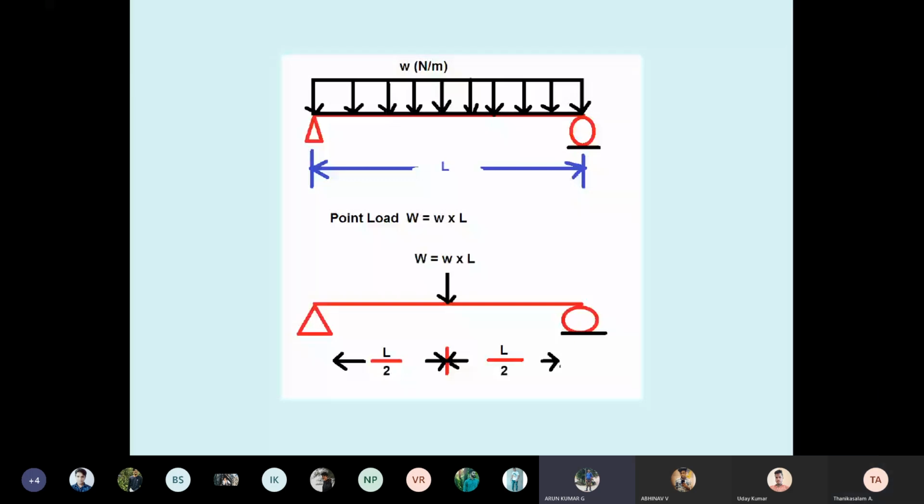Okay. So when UDL is acting, first convert to a point load. Where is the point load acting? At the middle of the rectangle, L by 2 distance from each end. Okay. Then now come to see.